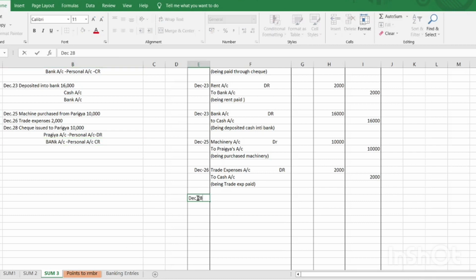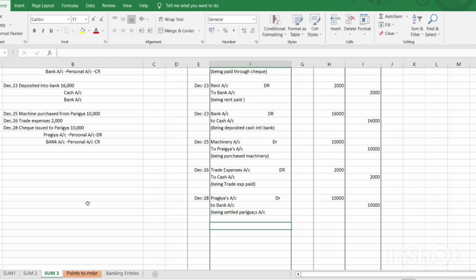On December 28th, Pragya's account debit to bank account for rupees 10,000, being settled Pragya's account.